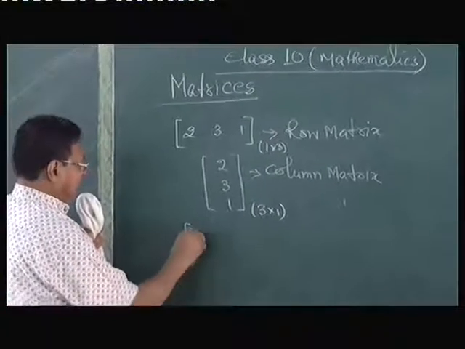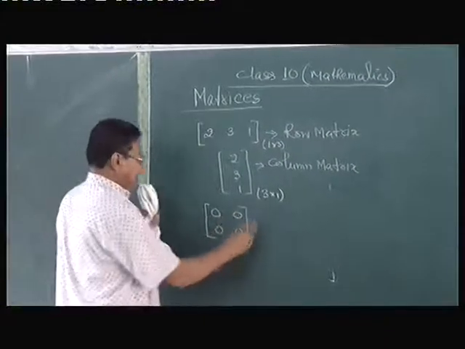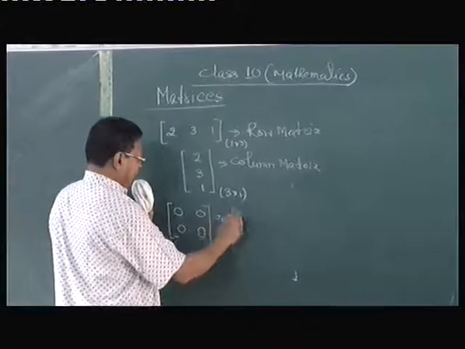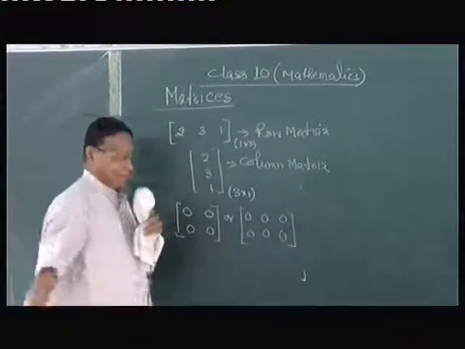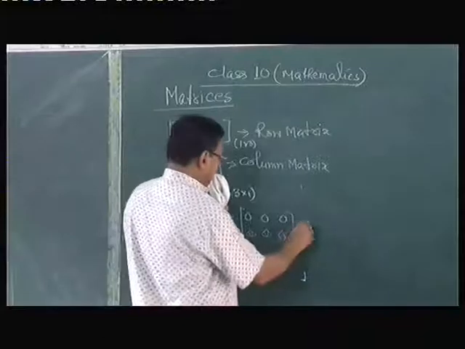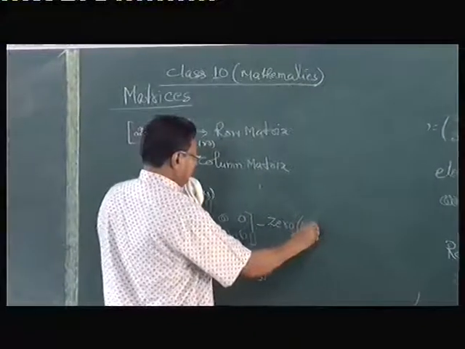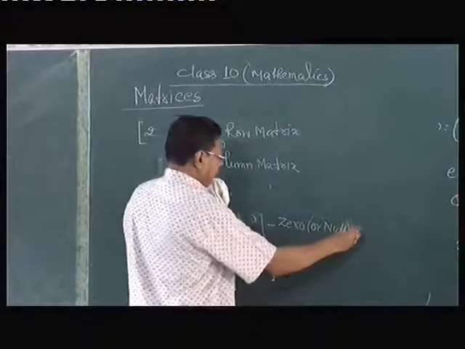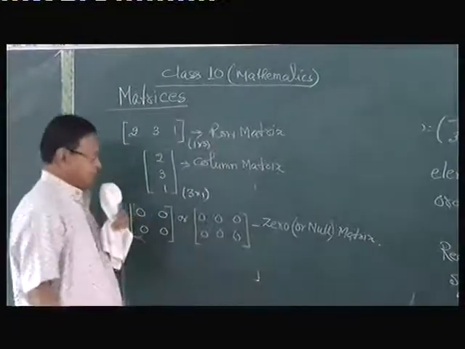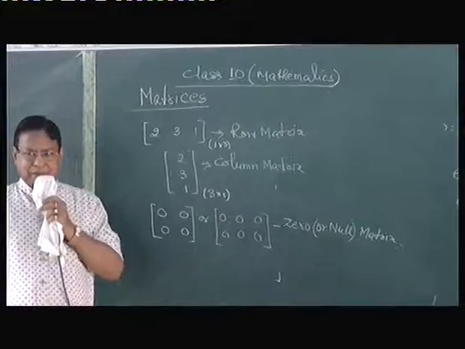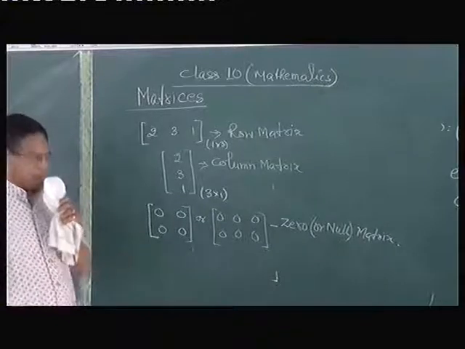If a matrix has all zeros, it's called a null matrix or a zero matrix. The matrix with all elements 0 is called a zero matrix or a null matrix.